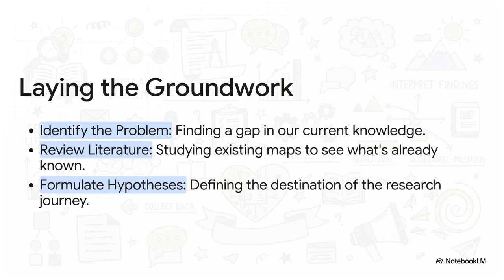So this planning phase has 3 main parts. First, you've got to identify the problem. Find a real gap in what we currently know. Then you review the literature, which is kind of like studying the maps of all the explorers who came before you. And finally, once you have all that background, you formulate a hypothesis. That becomes your destination, a clear, testable question that's going to guide your entire journey.